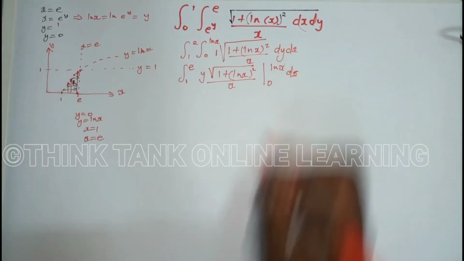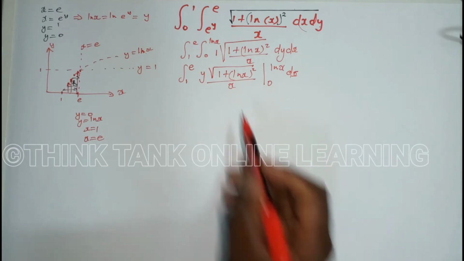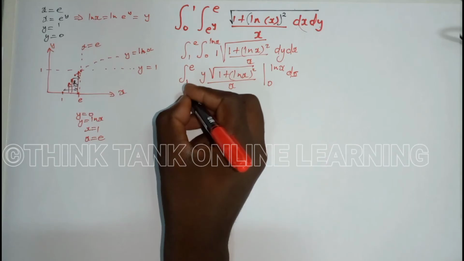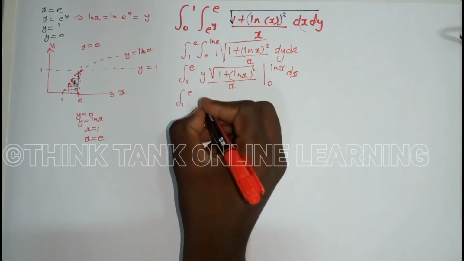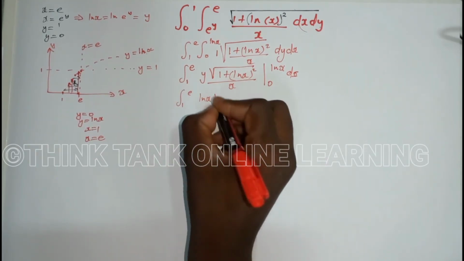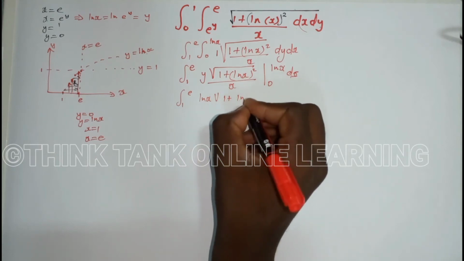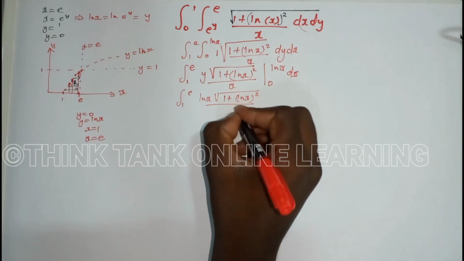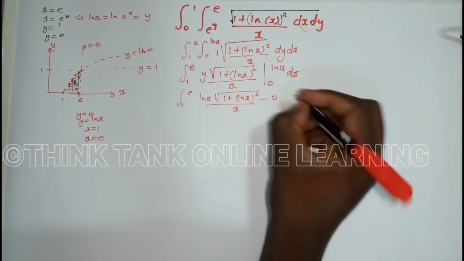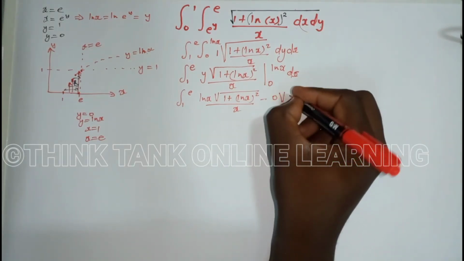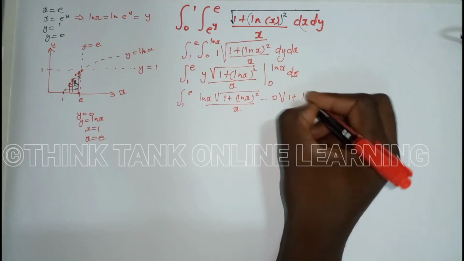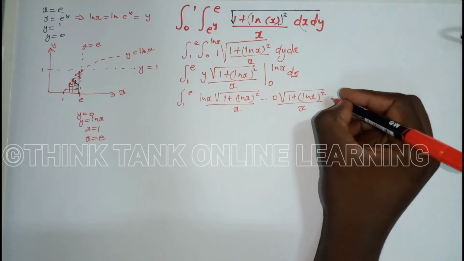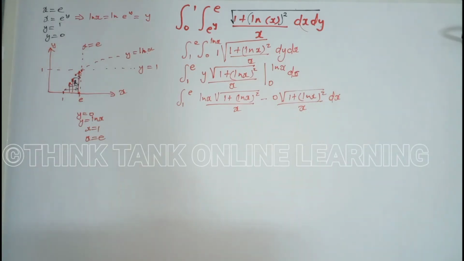Okay, we've made a lot of progress. Now we're going to say upper bound minus lower bound. So it's going to be the integral from 1 to e, and we're going to have ln x right here multiplied by the square root of 1 plus ln x squared divided by x, minus 0 times the square root of 1 plus ln x squared divided by x, and I'm going to say dx like this.